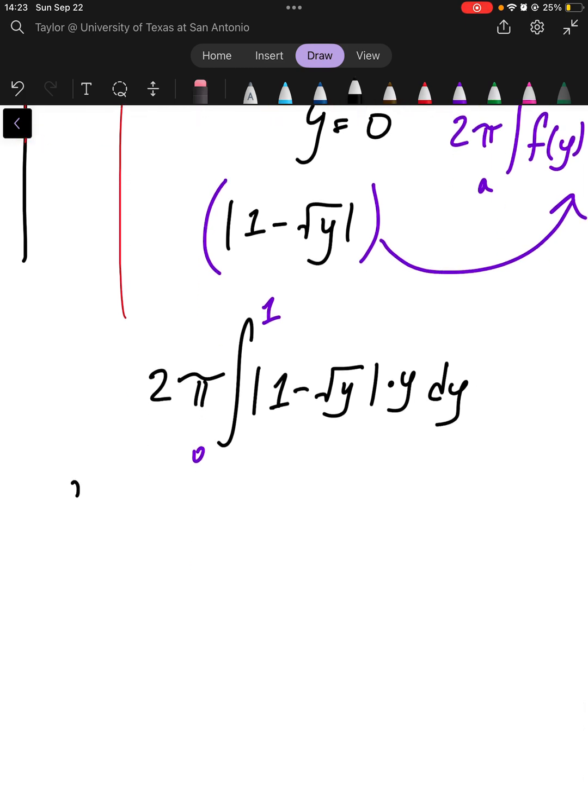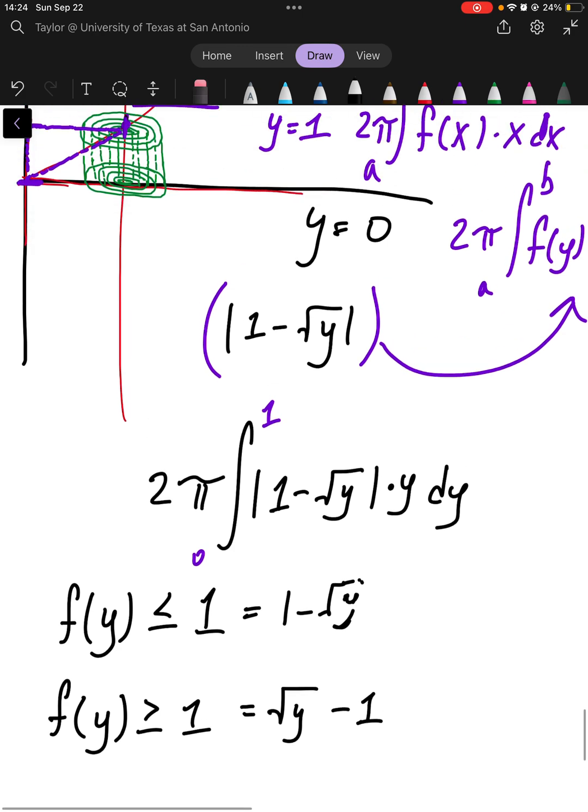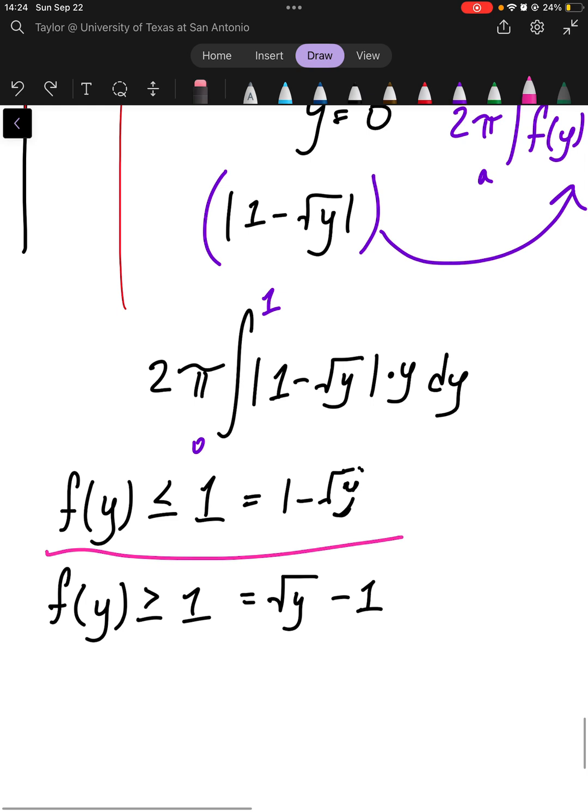if f of y is less than or equal to 1, we would get 1 minus square root y. And if f of y is greater than or equal to 1, we would get square root y minus 1. And because we don't need anything past x equals 1, we can just take this term, and we don't have to worry about the other one. Okay?